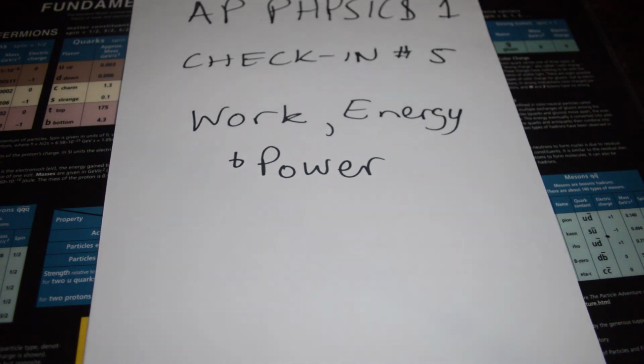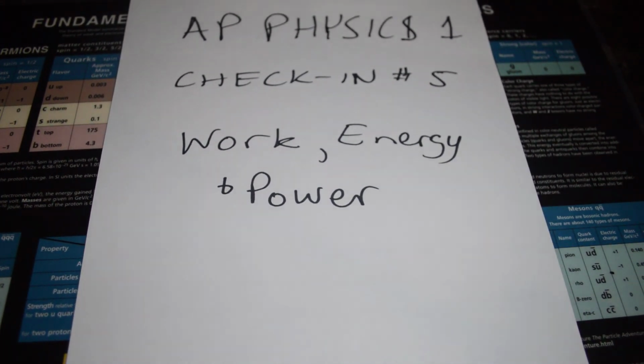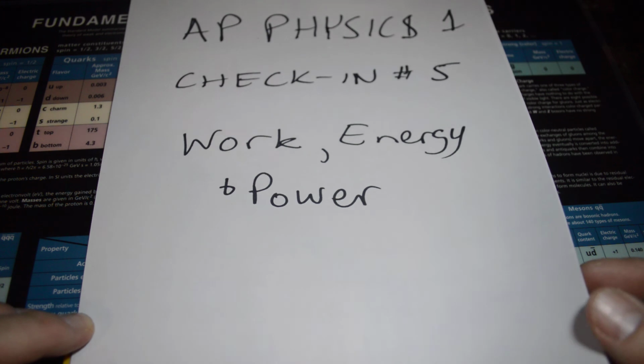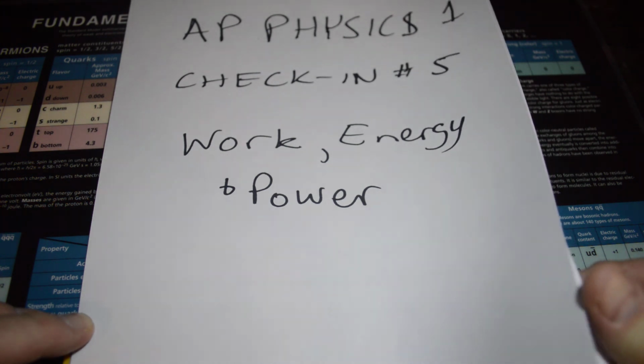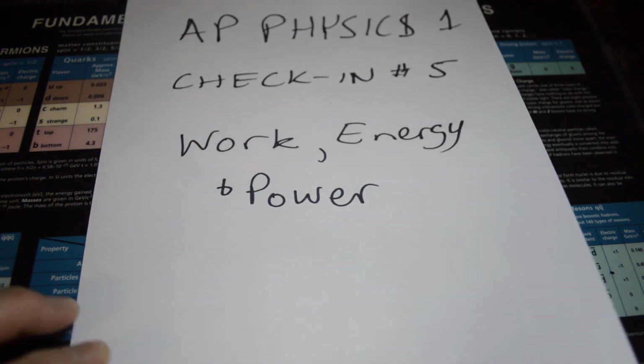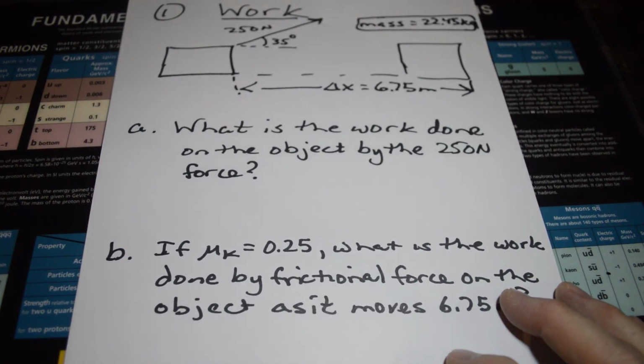Okay, we're back. This is AP Physics 1 check-in number 5. This one has to do with work, power, and energy. So we're going to ask you some questions. You probably saw the document. If you haven't seen it, take a look at the questions, then pause and answer as per usual.